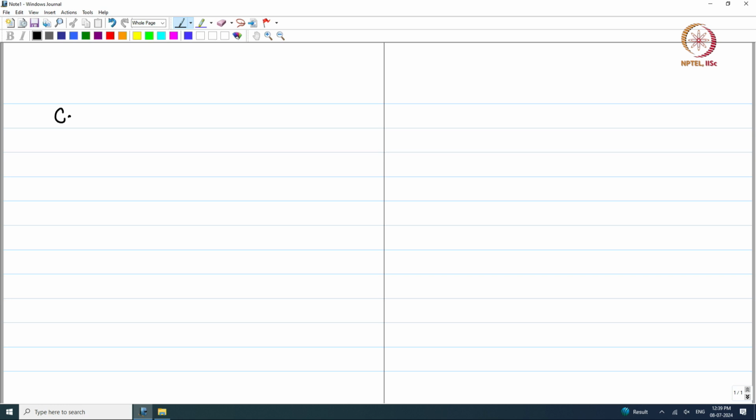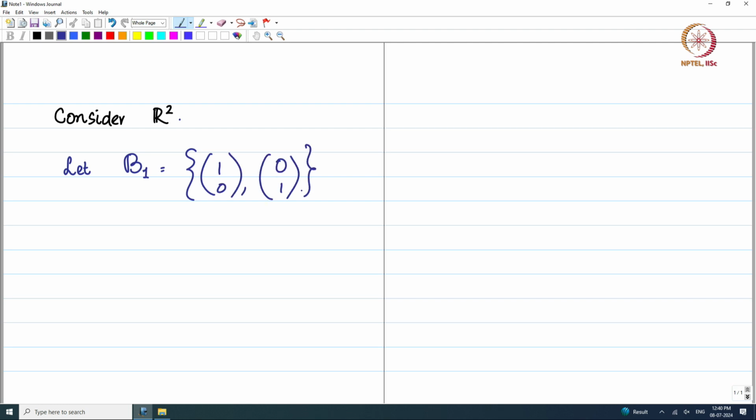So, consider the standard ordered basis for R2. The vector space that I am going to look at is R2. Let B1 be this basis, which is 1 0 and 0 1 for R2. Right, this is the basis that we considered.